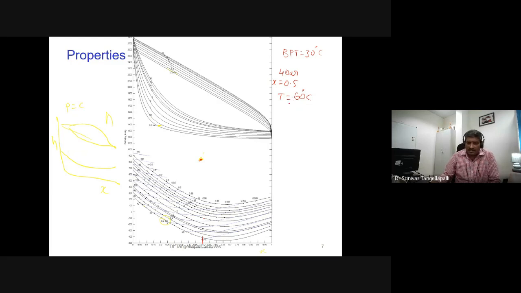Where do I have to start? 60 degrees centigrade, okay? Where is 60 degrees centigrade here? 40, 60. Are you able to see the 60 degrees here? 60, 80, 100, 120. Yes. The 60 degrees, where do I have to stop this curve? At 4 bar, okay. Where is the 4 bar?